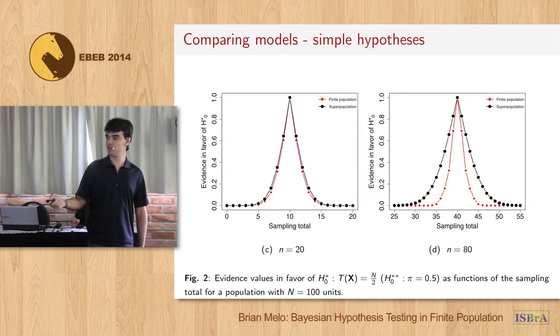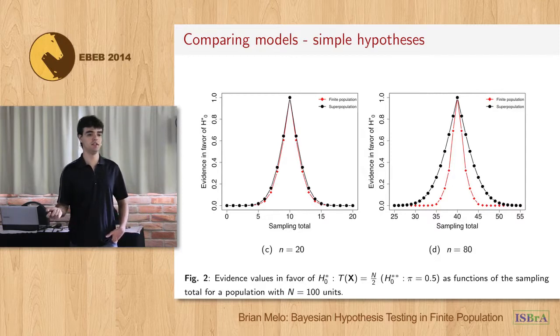Also, if we vary the value of π0 and t0, these curves are just dislocated. And if we consider different priors, I didn't put it here to not extend very much, then the superpopulation model is also more affected by the prior distributions than the finite population one.